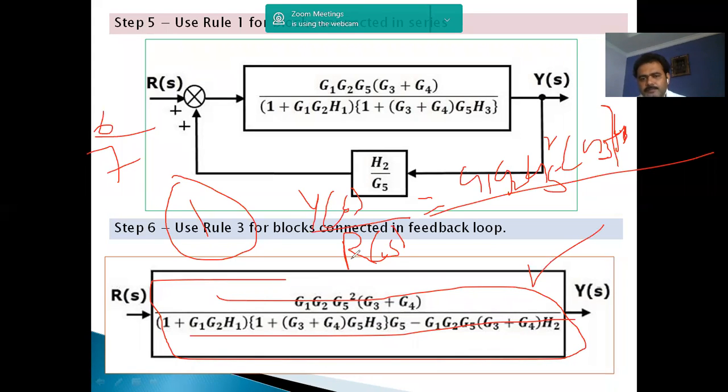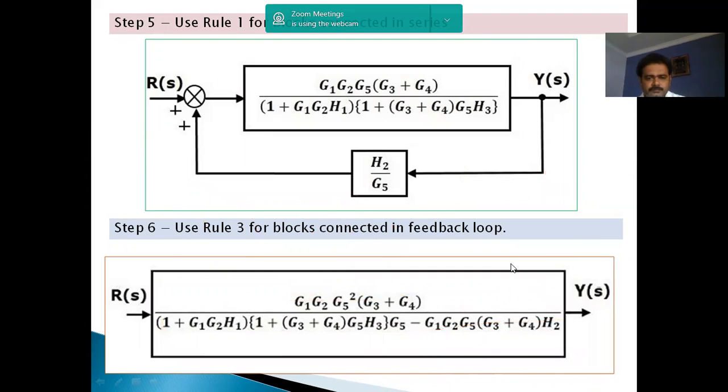But if they ask for the transfer function model, we have to represent it in this fashion only: Y of s by R of s is equal to the same thing. So that is the final equation. If you have any doubts, you can raise them. Otherwise, we can try to solve one more example based on the block diagram reduction rules.